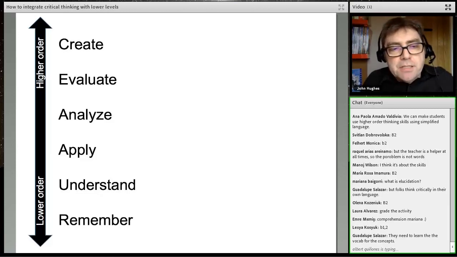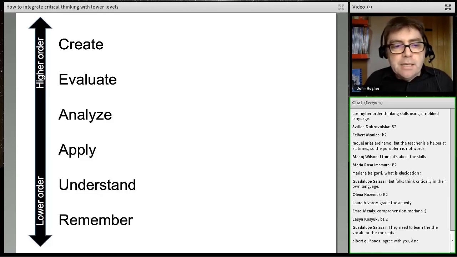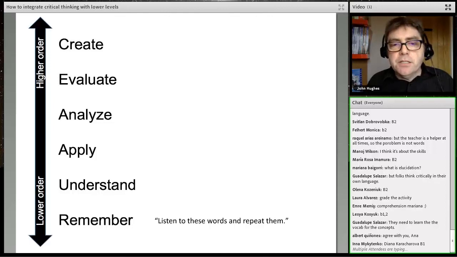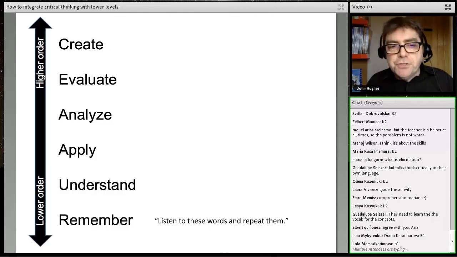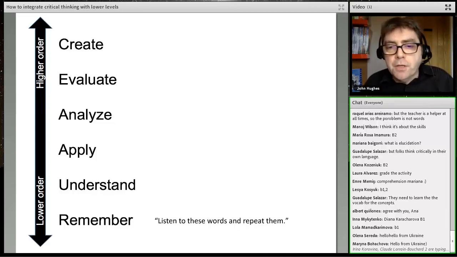Let's look at some things a teacher might say in a classroom. For example, an activity involving remembering, a teacher might say, listen to these words and repeat them. Now, my beginner and my elementary students would understand that instruction. Yep, because they hear it all the time in class. I want them to listen and repeat, and it helps with lower order thinking and memory.